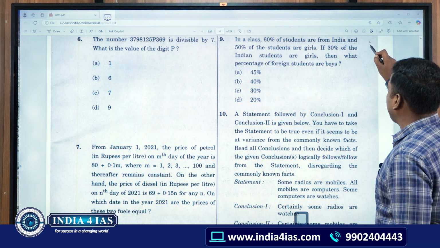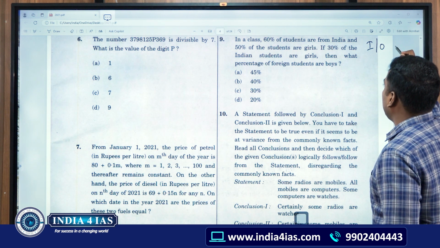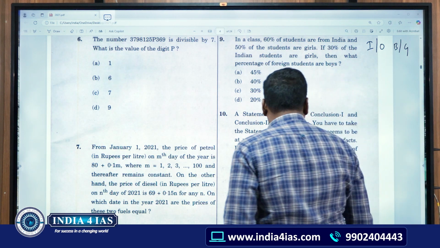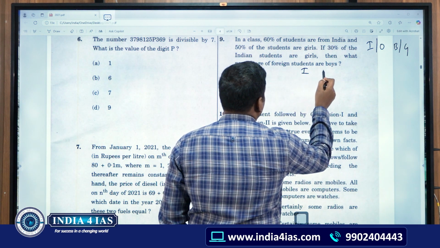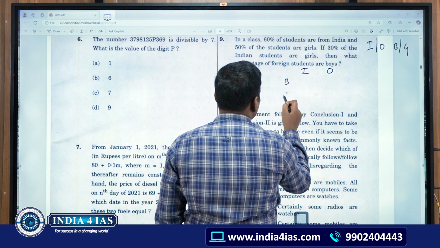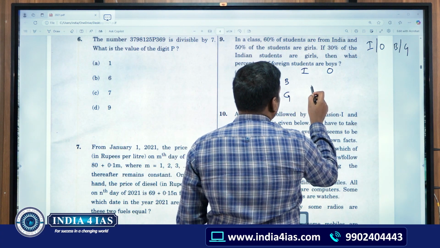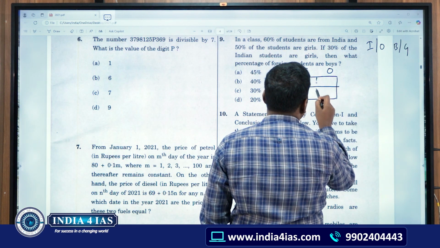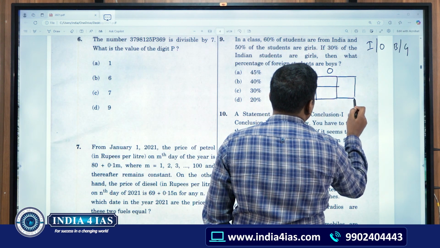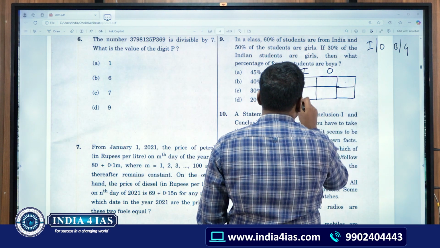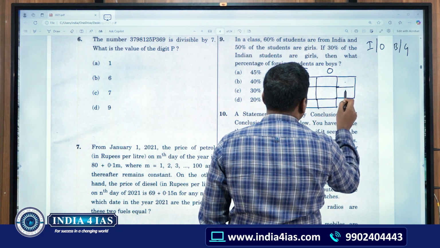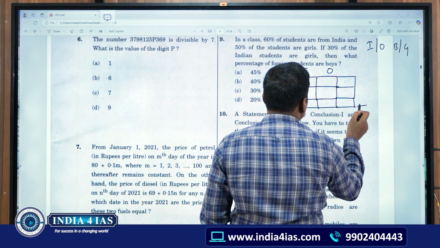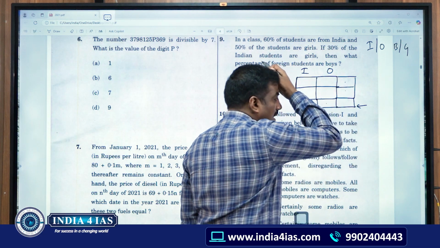In a class, 60% of students are from India and 50% of the students are girls. There are two divisions happening: one is India and outsiders, the other is boys and girls. So for the given data, there are two dimensions. The total number of boys will be here, and total number of girls here. Total number of Indians here, total number of outsiders here. This is the grand total.